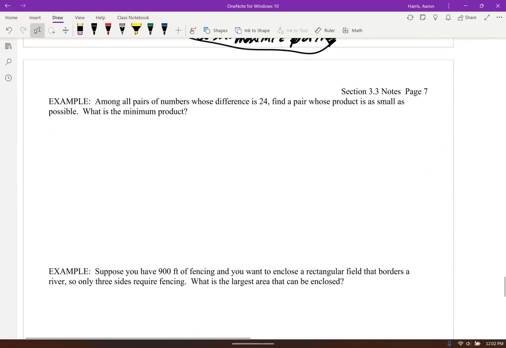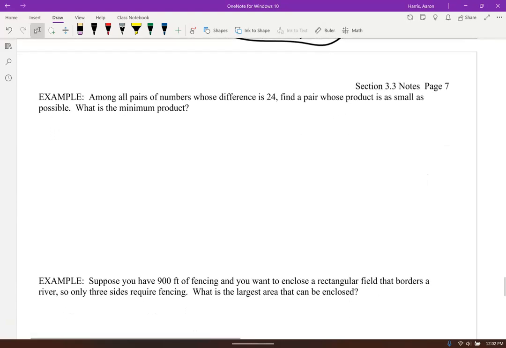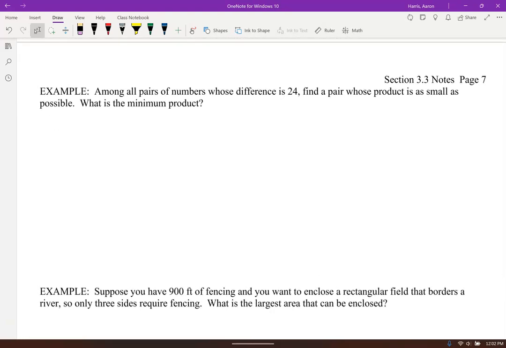All right, let's keep going here. For this one, we've got among all pairs of numbers whose difference is 24. Find a pair whose product is as small as possible. Well, difference means subtraction, right? So if I have two numbers, let's call our two numbers x and y. I know their difference is 24.